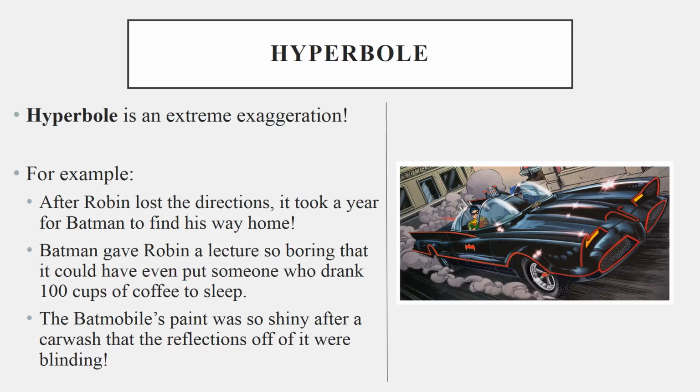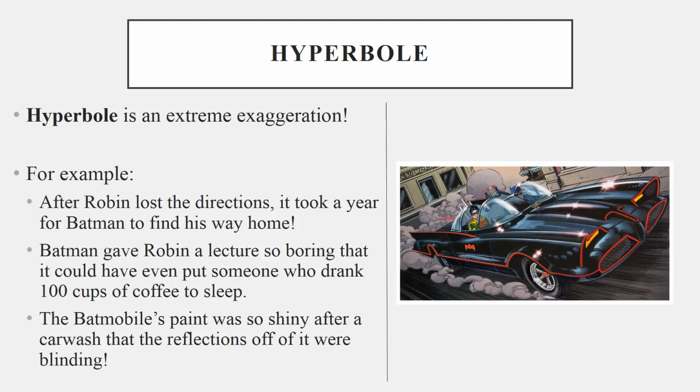Next, we have hyperbole. Hyperbole is an extreme exaggeration. So for example, after Robin lost the directions, it took a year for Batman to find his way home. This is hyperbole because it wouldn't literally take Batman a year to find home, but it would feel like it because it's a very long time.